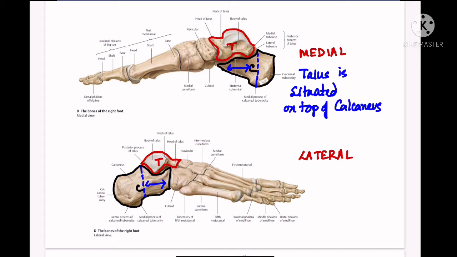Interestingly, talus is the only bone of the foot which is devoid of any muscular attachment, and that makes our studying much easier. We don't have to remember any muscle attachment, so that's a big relief. So it is devoid of muscle attachment.